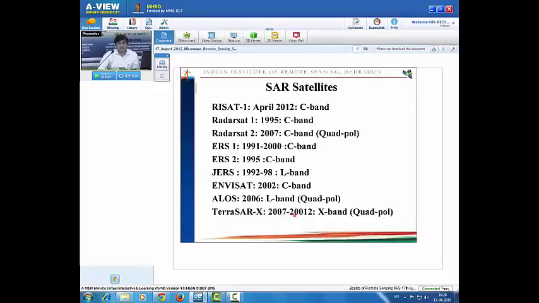These two satellites, TerraSAR-X and TanDEM-X, both were launched by the German Space Agency, and it provides the data set in X band.